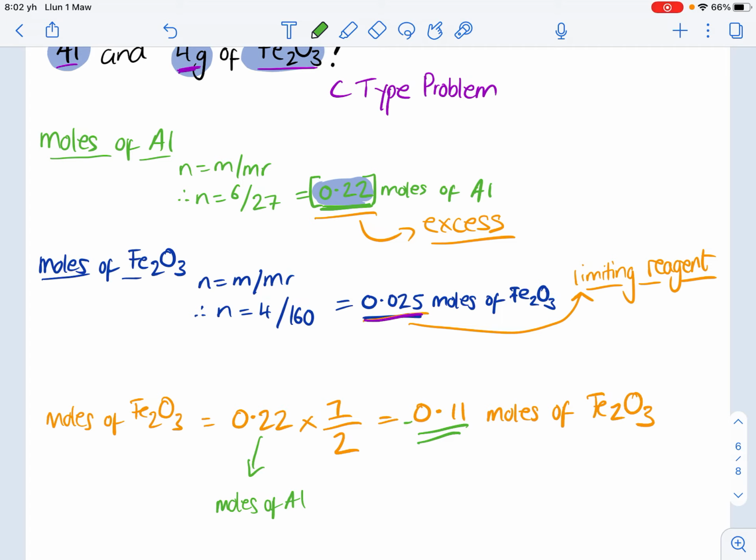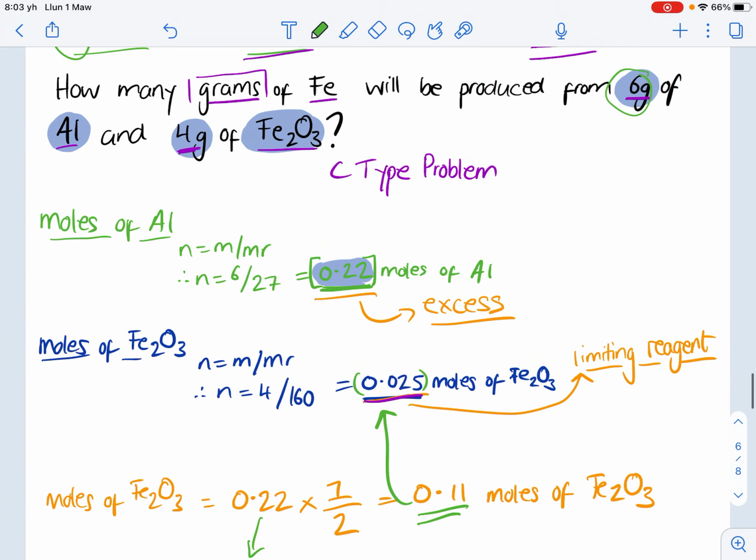And you can clearly see that is way more than the iron oxide that we actually have. In other words, this is all going to be used up as part of this reaction because we don't have enough iron oxide to react with all of the aluminium. The fact that it's going to be used up entirely just demonstrates that this is in fact the limiting reagent, and therefore for all other problems we need to focus on the moles of iron oxide that we begin with. So in other words, this 6 grams of aluminium at this point is irrelevant.